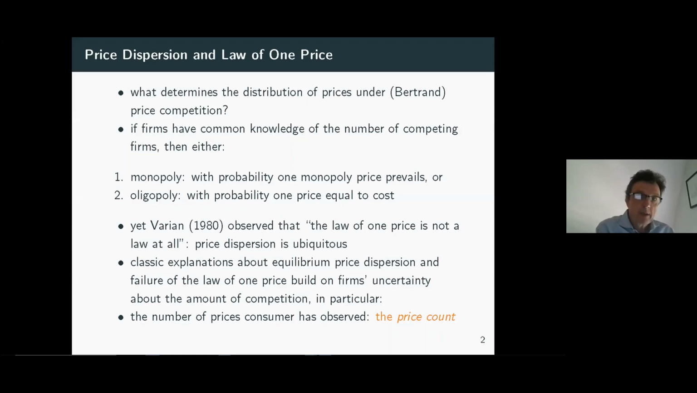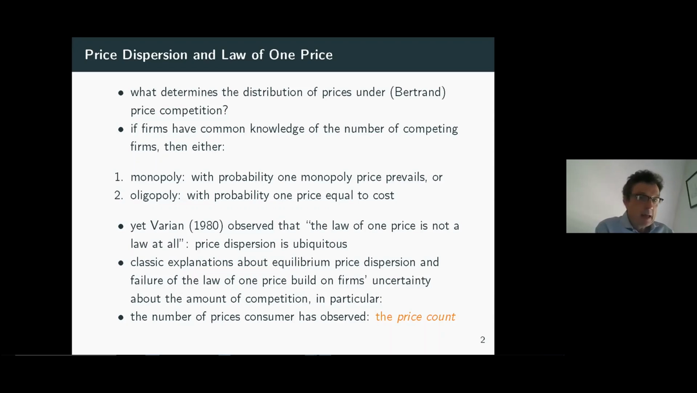Now, economic theory suggests that if firms have common knowledge over the number of competing firms, then the predictions are very clear. Either we have a monopoly, and then with probability 1, the monopoly price prevails, or there are more than one competitor, so we are in an oligopoly. And the prediction of theory is then that we simply have one price, and that price, at least the winning price, is the one that is equal to cost. In this sense, the model and the prediction is consistent, which is sometimes referred to as the law of one price.